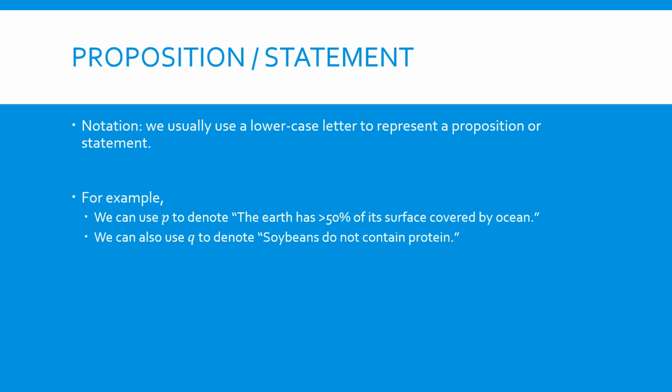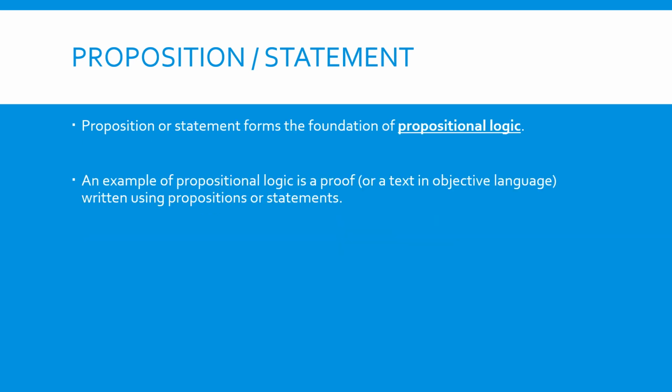In many cases, we use a lowercase letter to represent a single proposition or statement. For example, we can use the lowercase p to mean the statement the Earth has more than 50% of its surface covered by the ocean. And we can use the lowercase q to mean the statement soybeans do not contain protein. The inferences and reasonings that build upon propositions are classified as propositional logic. An argument or proof that consists of propositions is an example of propositional logic.